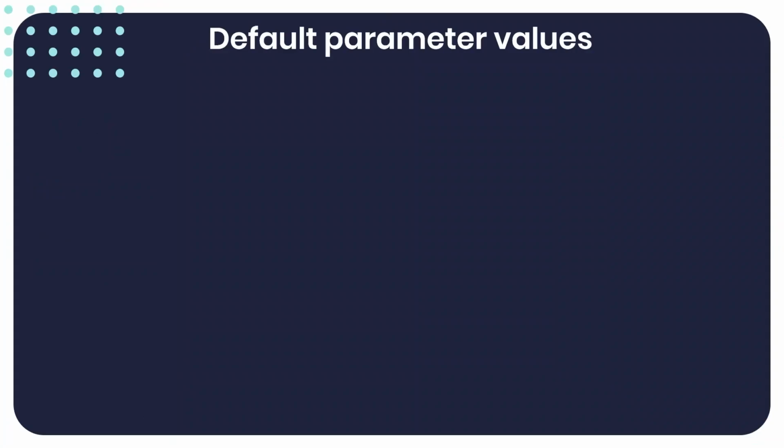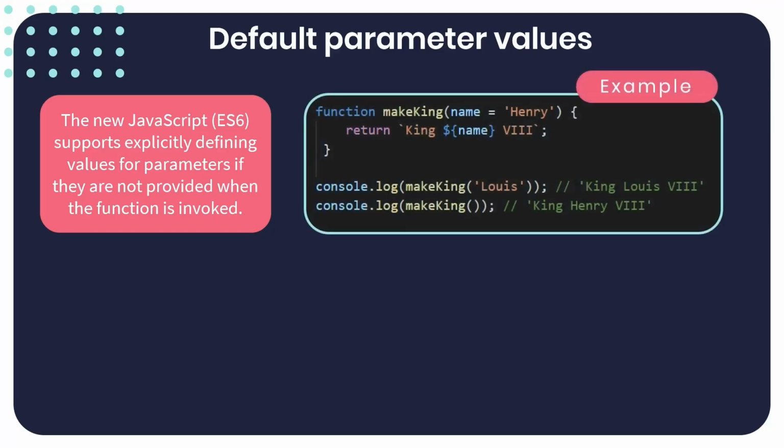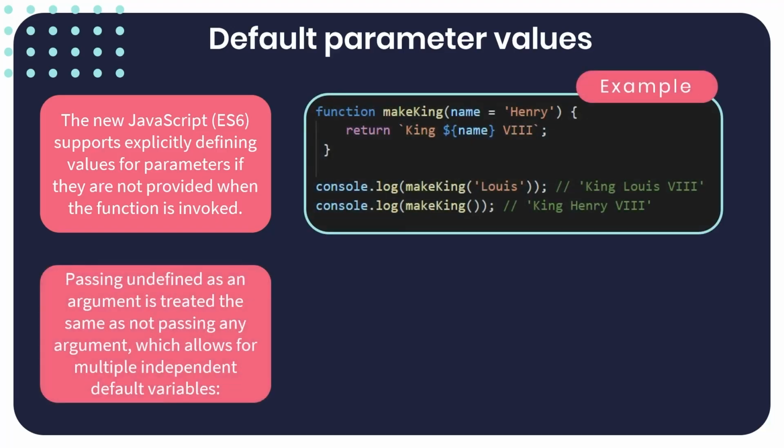ES6, the new JavaScript, supports explicitly defining values for parameters if they are not provided when the function is invoked. Default parameters are defined by using the equals operator directly inside the function signature, like this. Passing undefined as an argument is treated the same as not passing any argument, which allows for multiple independent default variables, like this.